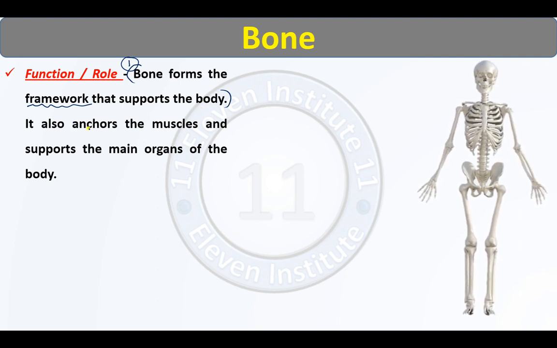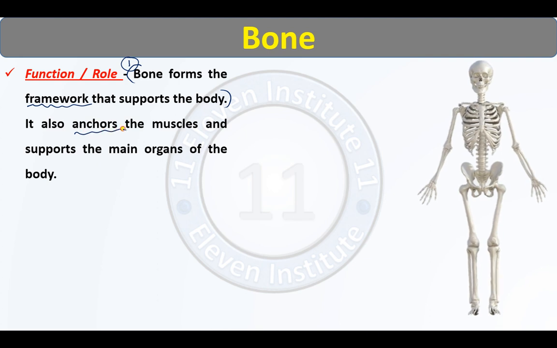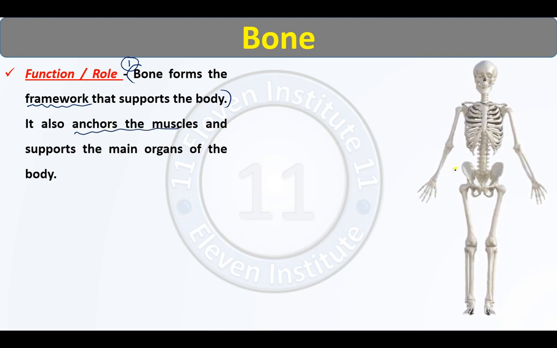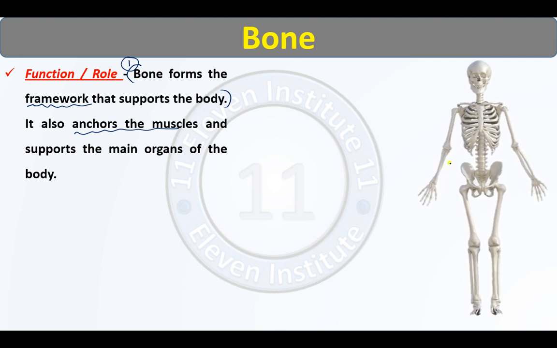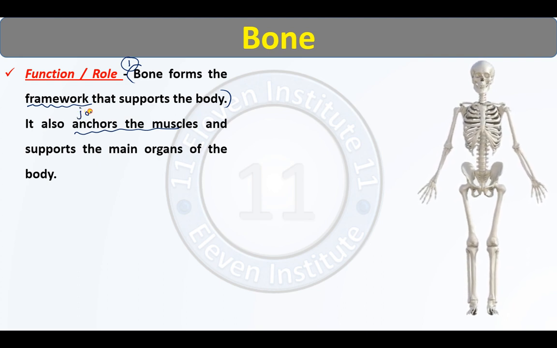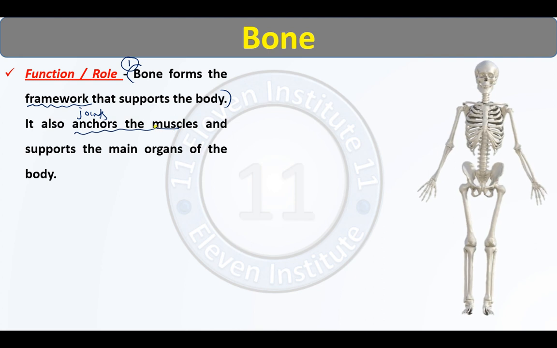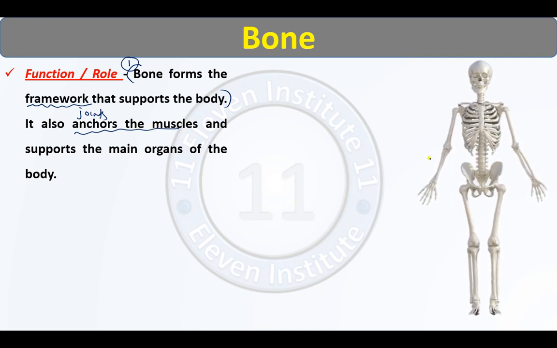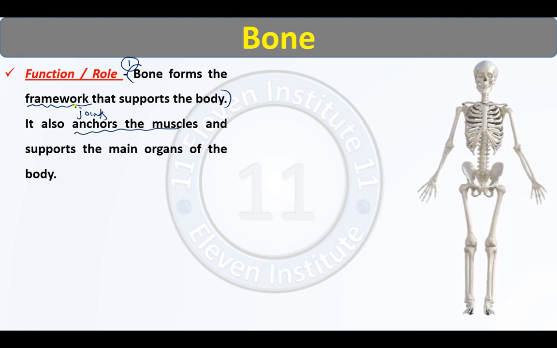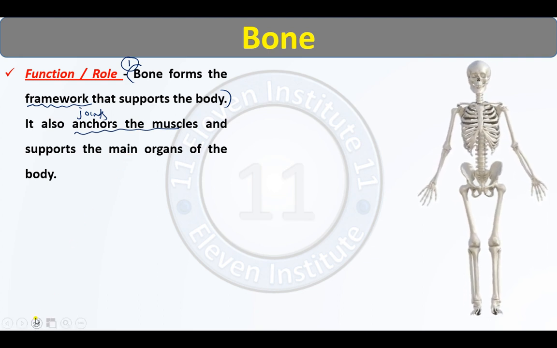Further, it also anchors the muscles and supports the main organs of our body. The muscles are anchored into the bones, or a better word is it also joins to the muscles with the help of different types of tissues, but the muscles are ultimately relying on the bones. So these are the two main functions. It provides the framework and it anchors the muscles and supports the main organs of the body.